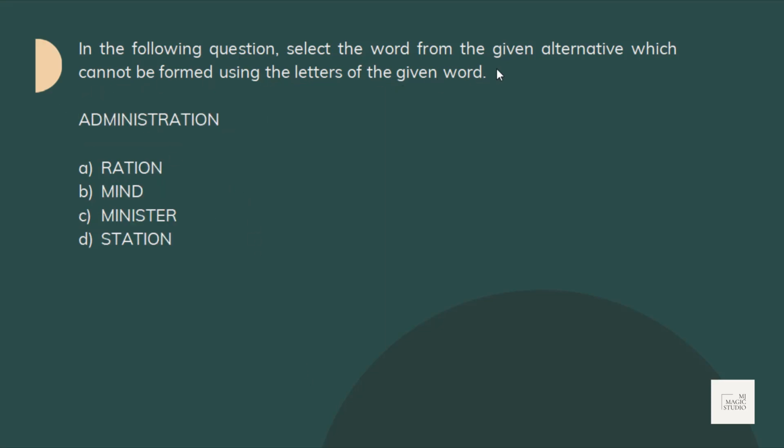Again, in the following question, select the word from the given alternatives which cannot be formed using the letters of the word administration. Have a look at this word carefully. Give it a glance for 2-3 seconds. Try to identify the alphabets there, and then move on to the options. N, A, R, T, all are there. For minister, we require an E, but there is no E in administration, so the correct answer here is option C. We cannot form the word which includes the letter E, that is minister in this case.